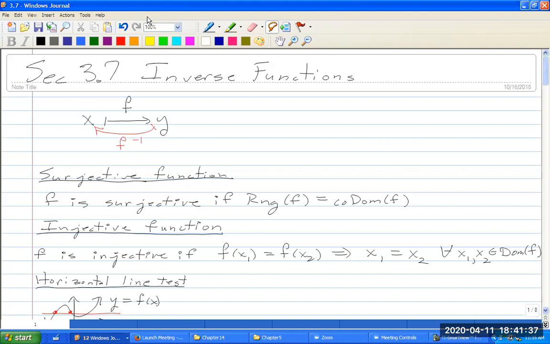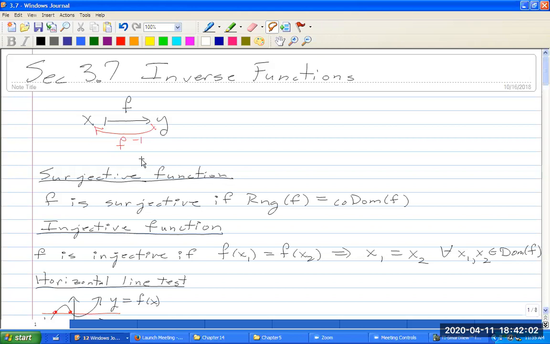The idea of an inverse function is as follows. Suppose I have some rule f mapping x to y. If I can find a rule going from y back to x, then we'll call that rule the inverse function of f, and we will actually denote it by this horrible notation, f with a superscript of -1.